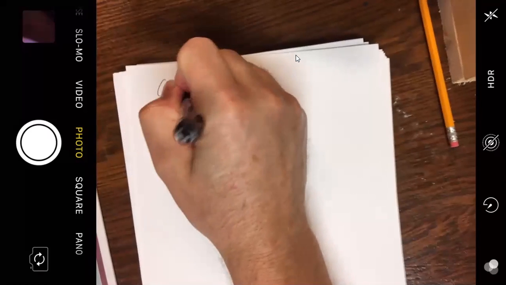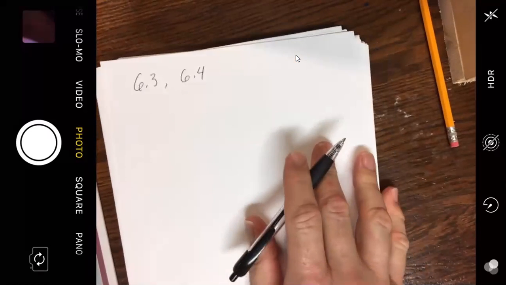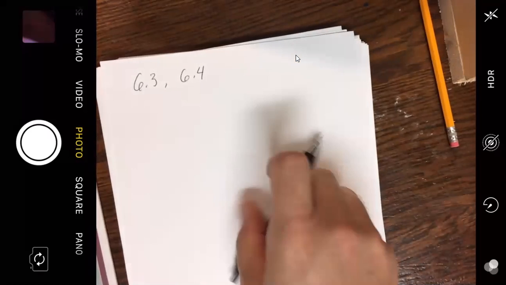Right, we have the Math 1113 Zoom meeting for today, October 16th. And today we're covering section 6.3, 6.4, and it shouldn't be that difficult. It is about graphing.